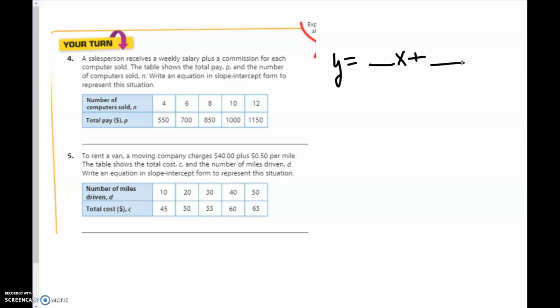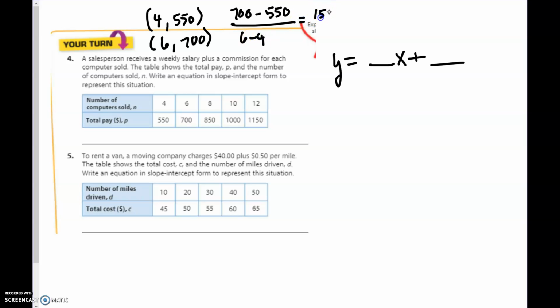So I'm going to use this first ordered pair, which is going to be 4, 550. And the second ordered pair is 6, 700. So what I can do here is take 700 minus 550. Those are my y values on the top, and 6 minus 4 on the bottom. So that's 150 divided by 2. So we get 75. So that is us finding the slope. Now I can go fill in this first blank, and I can fill in the slope to be 75. Now we need to find the y-intercept.